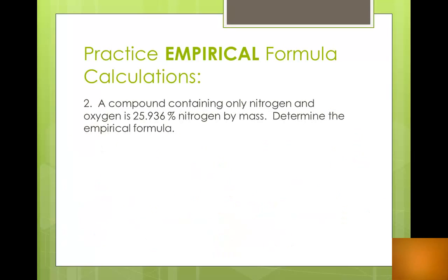Another problem. A compound containing only nitrogen and oxygen is 25.936% nitrogen by mass. Determine the empirical formula. Well, there are a few things we have to remember here. Number 1, I can change percent to grams. And I can assume this is out of a 100 gram sample. I'm going to subtract because this was my amount for nitrogen, and I need to get my amount for oxygen, which is 74.064 grams.